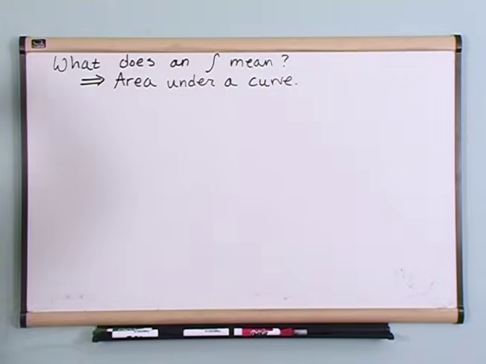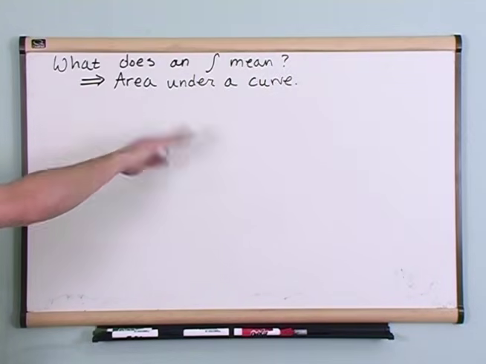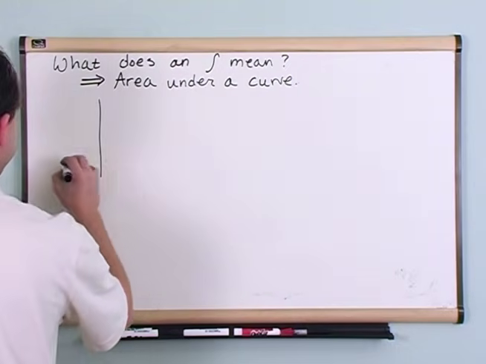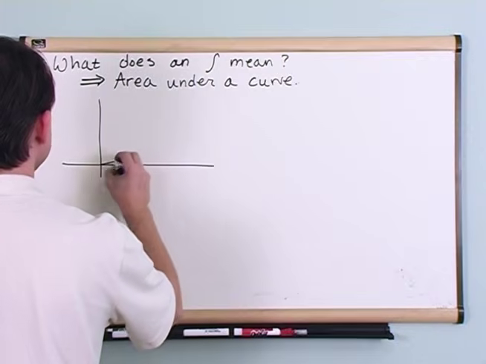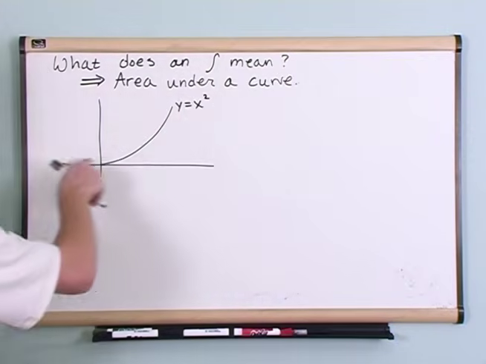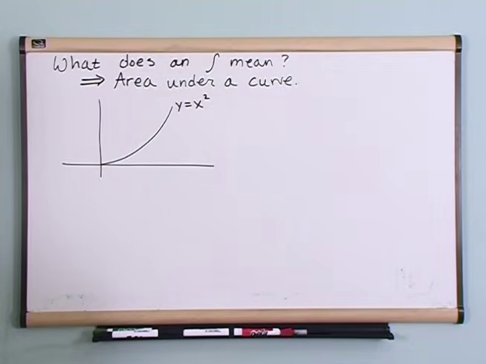Derivatives is the slope of the line tangent to a curve. Integrals means that's the area under a curve. So let's figure out what the heck that means. Here is a graph of a function. It goes like this. The function is y is equal to x squared. So this is a parabola, and of course it goes negative, and so on.